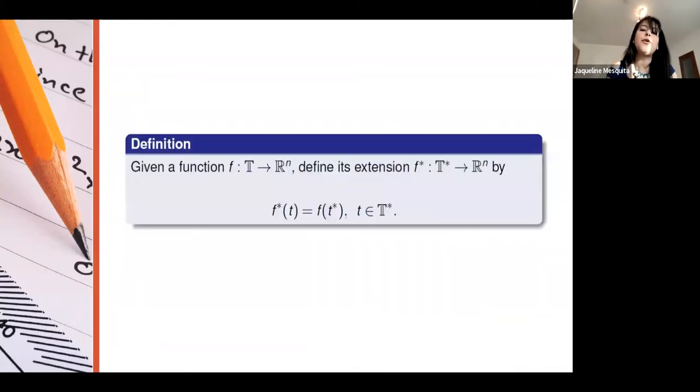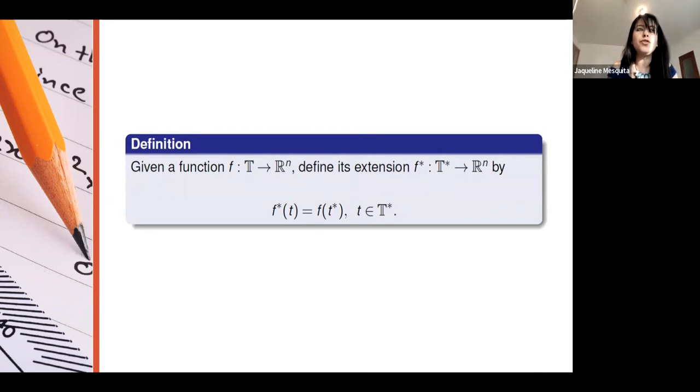And using this star operator, we can define the extension of our function f. So here we have a function that's defined on the time scales, taking values in R^n, but we can also have any Banach space that we want. Here we would like to extend this function, because it's defined on the time scales, but we want to define it on the extension of the time scales. That's why we use this star operator. So f star of t is equal to f of t star for all t in the extension of the time scales.